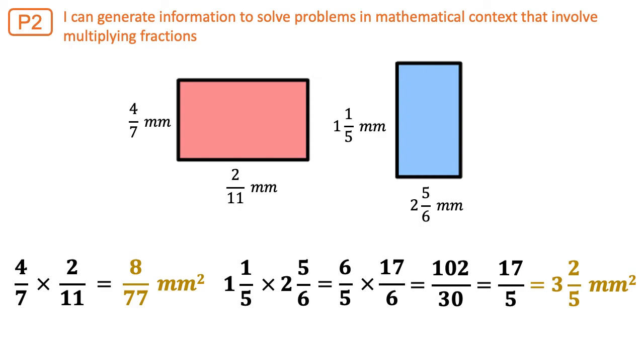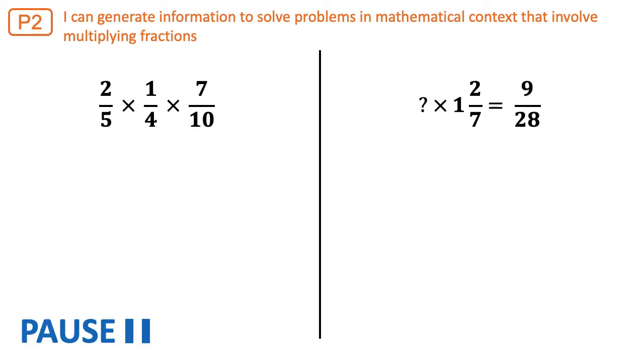Let's have a look at these questions. Pause and have a think. How might you answer these questions? With these questions, we are applying what we know about the concept of multiplying fractions to answer them. When multiplying fractions, the numerators are multiplied and the denominators are also multiplied. There being more than 2 fractions doesn't change that fact.